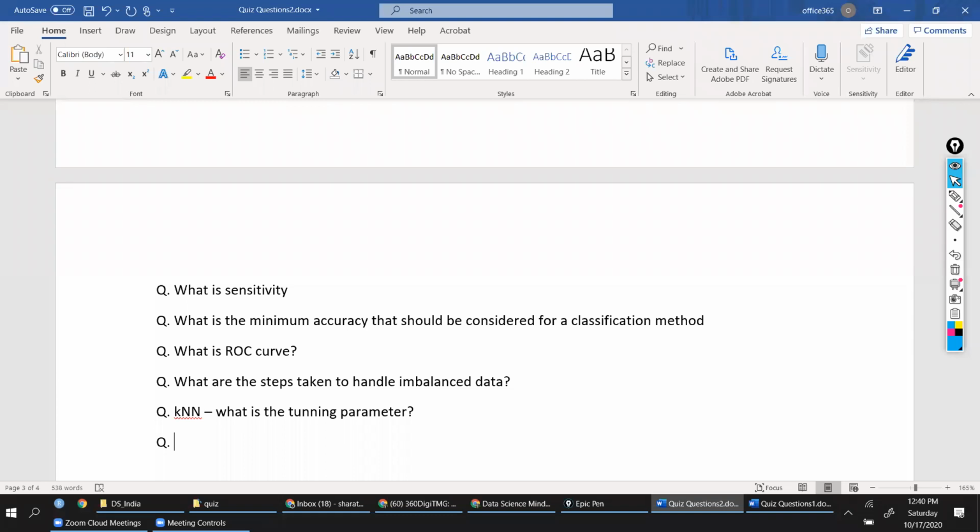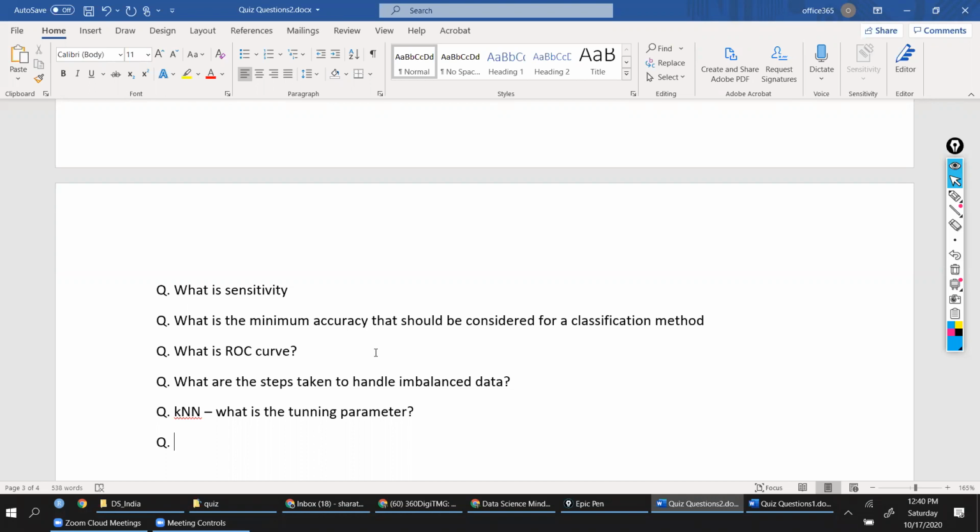What is the distance measure that is applied in KNN? By default, Euclidean. By default, it applies Euclidean distance. We can choose any distance metric, but by default, the distance measure is Euclidean distance. Very good.